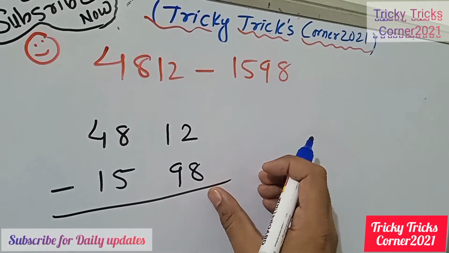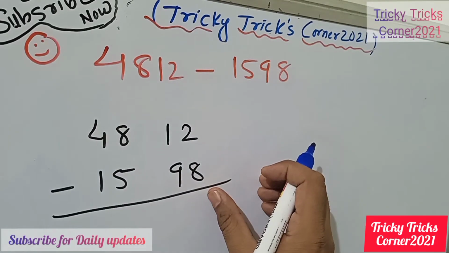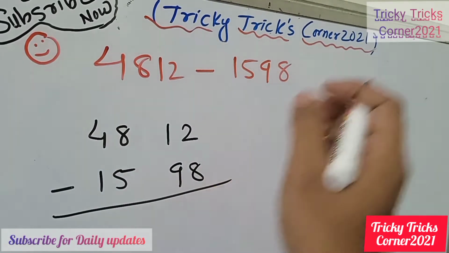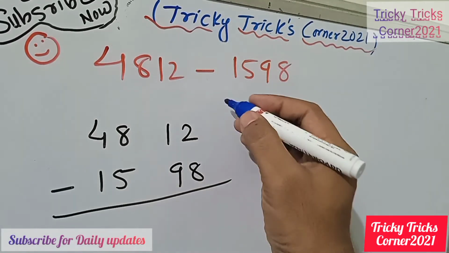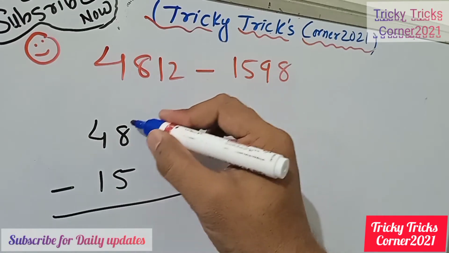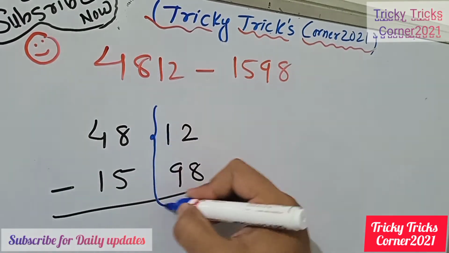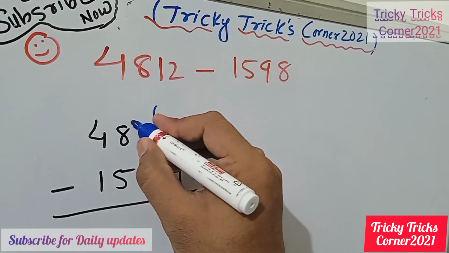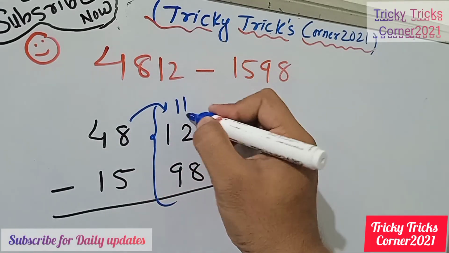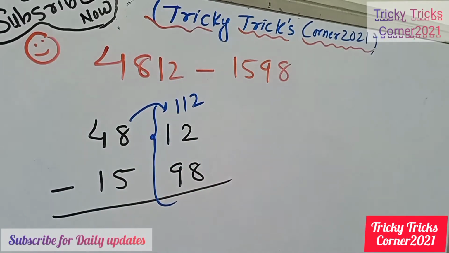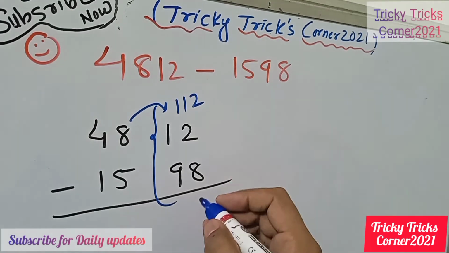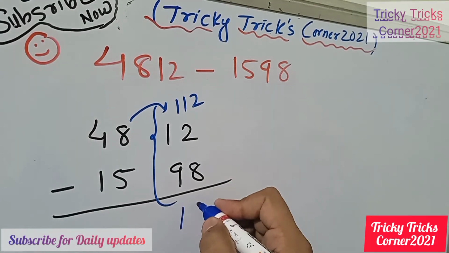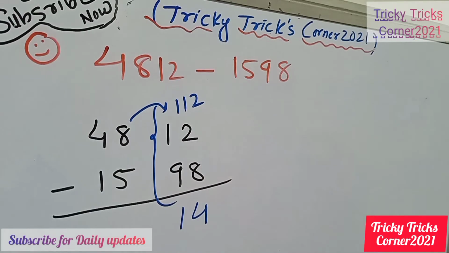2 minus 8 is not possible. What do we have to take? We generally take the carry 1. Now for the 12, I am taking the carry forward, which means here we have 112 minus 98, which leaves us with 14.